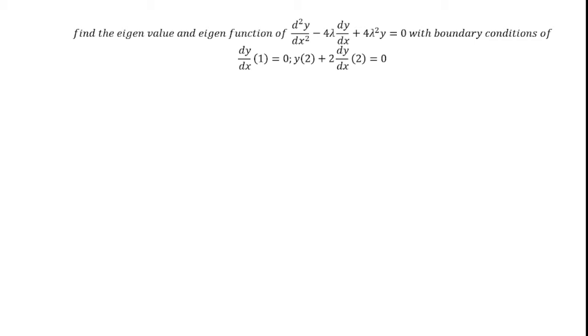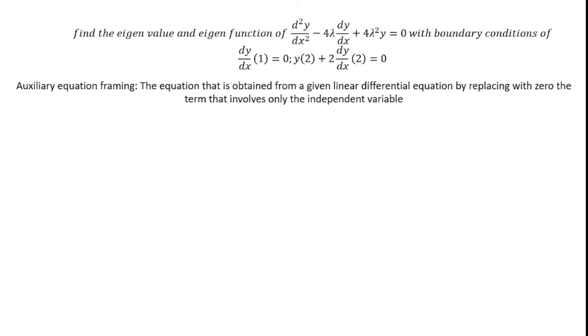The problem is: find the eigenvalue and eigenfunction of d square y by dx square minus 4 lambda into dy by dx plus 4 lambda square y is equal to 0. The eigenvalue problem has boundary values also, with the boundary conditions dy by dx at 1 is equal to 0 and y at 2 plus 2 into dy by dx at 2 is equal to 0. Likewise, I have the boundary conditions for the problem to identify the eigenvalue and the eigenfunction. Here the first step, framing the auxiliary equation, is the first step in an eigenvalue problem.